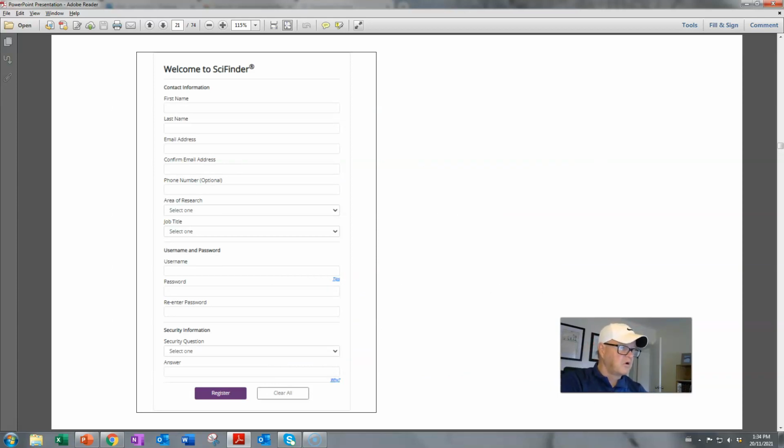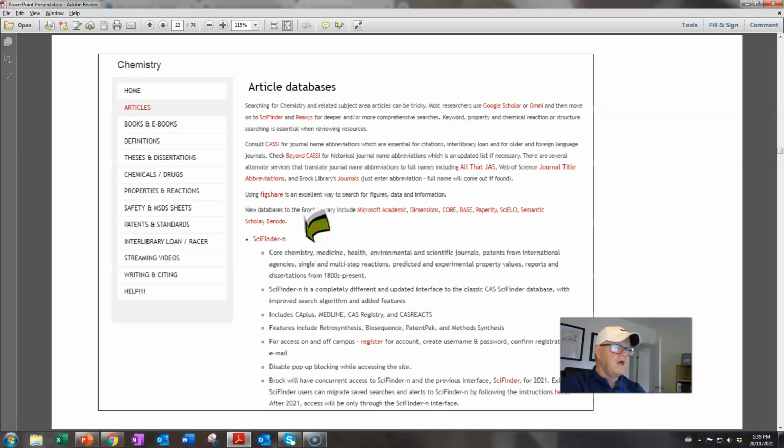Here's what it asks you to do. Your name, your number, you need to have a unique password, and there's always parameters of what your password can or can't be, but they'll help you with that. And then register. Once it's confirmed, it'll ask you to authenticate it by email within a certain number of minutes. I've already got an account, so I don't do this, but doing this as soon as possible is really important. Then you could jump back in and look at SciFinder-n.